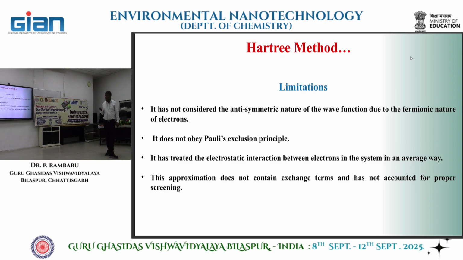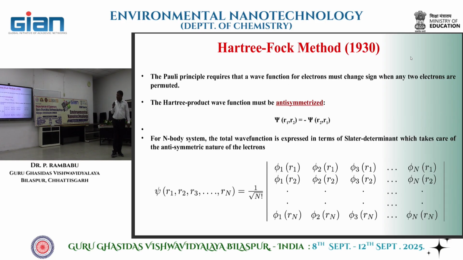Then we are coming to Hartree-Fock method. So in Hartree-Fock method, to avoid this symmetric nature of the wave function, Hartree and Fock came up with some other approximation. So they have used the Slater determinant to get the total wave function of the system. Okay, so this is the Slater determinant. So in Slater determinant they have written like this, and this gives you the total wave function of the system.